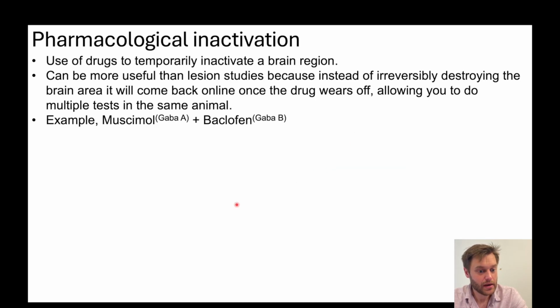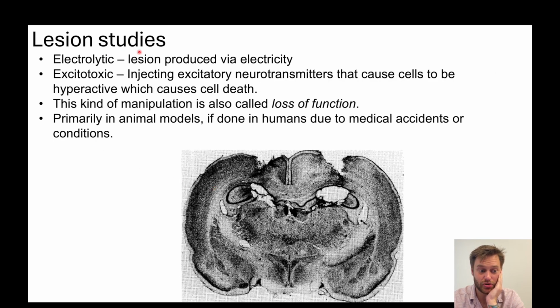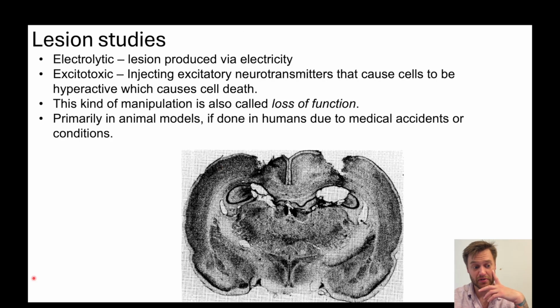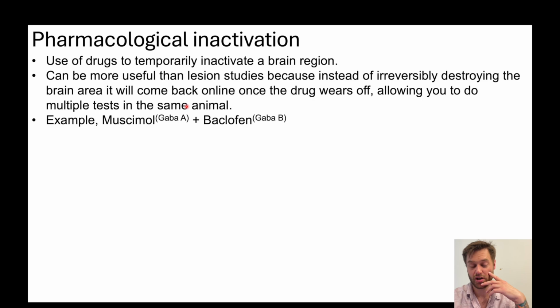So anyway, then we have pharmacological inactivation. Pharmacological inactivation is very similar to a lesion study with electrolytic or excitotoxic lesions, except that it is very often temporary. If you were to do a study where you destroy or ablate a bunch of dopaminergic neurons, that would fall more under the categorization of a cytotoxic lesion rather than a pharmacological inactivation.